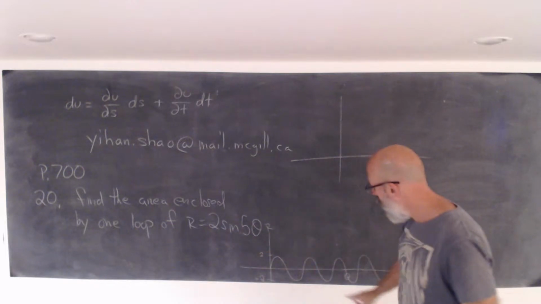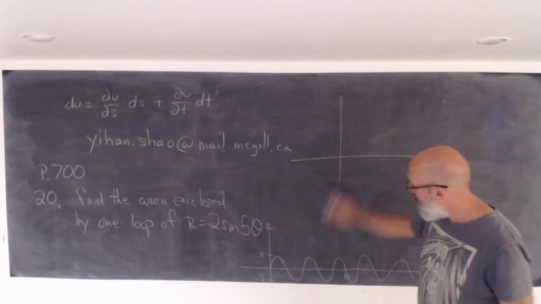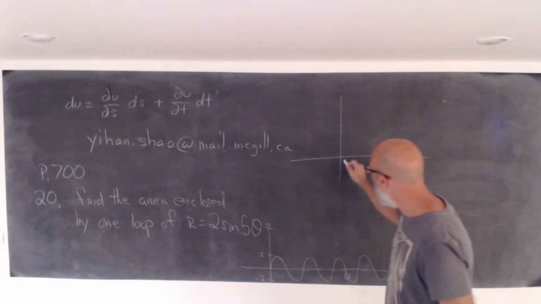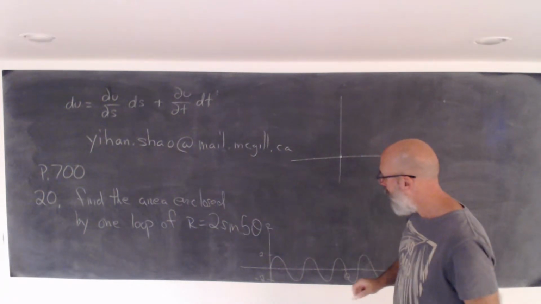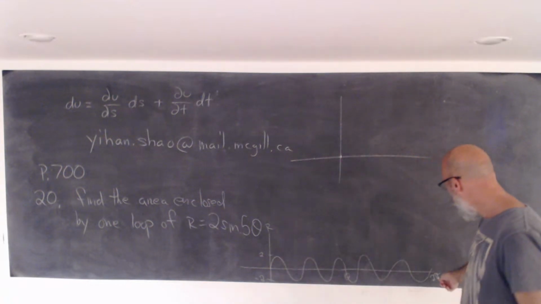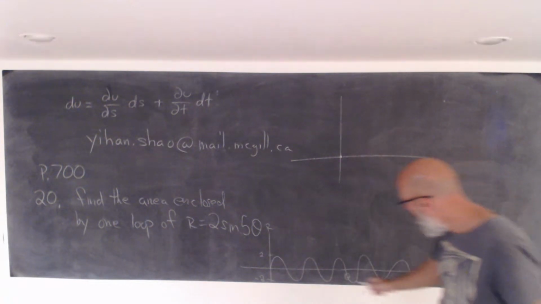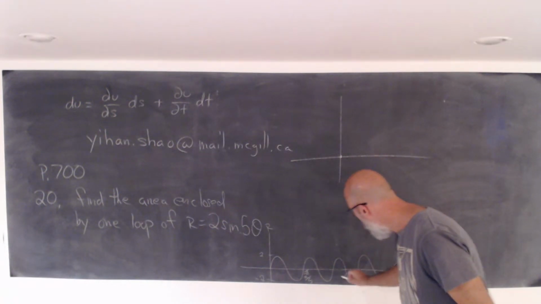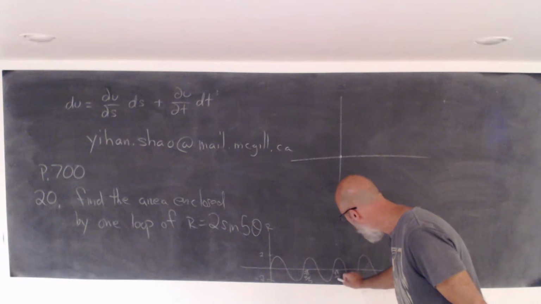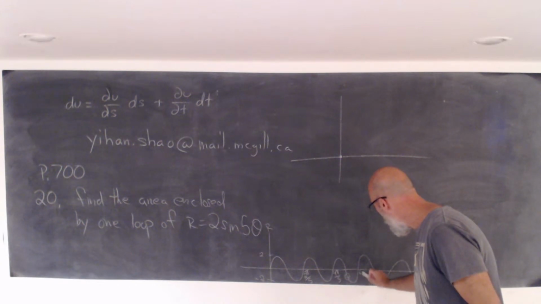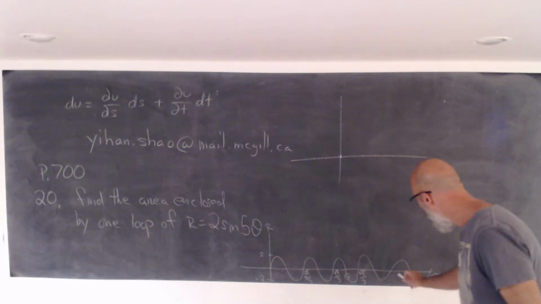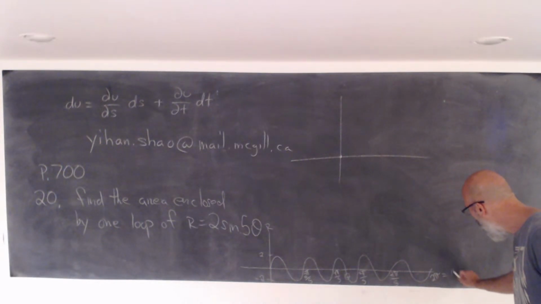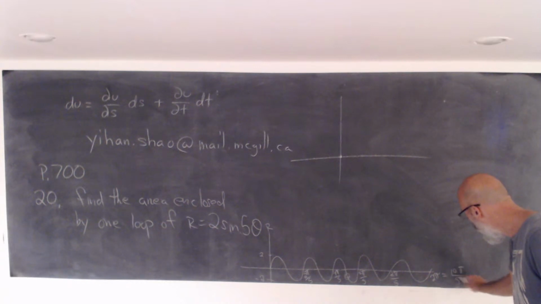You understand how to translate one from the other, right? Here, r is the distance from the origin. So if it's 5 times faster, 2 pi over 5, this is 4 pi over 5, 6 pi over 5, 8 pi over 5, and 10 pi over 5, which is 2 pi.